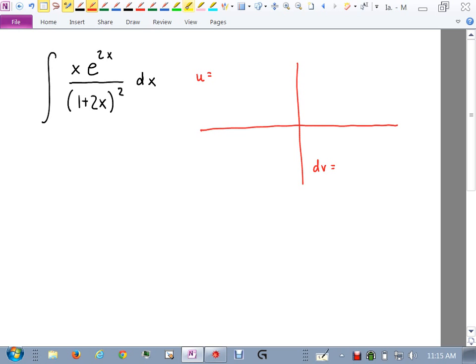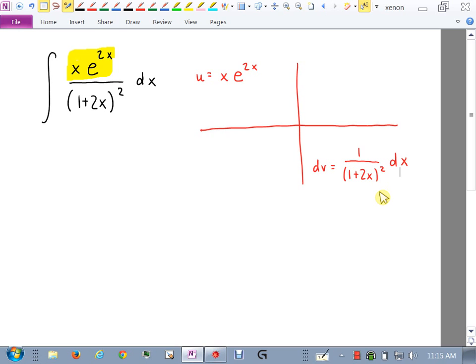The u that we are going to choose is the entire numerator, x e to the 2x, to be our u, and then what is left is our dv. It's 1 over, because it's in the denominator, 1 over 1 plus 2x squared. Do you all agree that we could use this as a substitution? It makes sense that u here is the top, and then 1 divided by this, dx, is our dv.